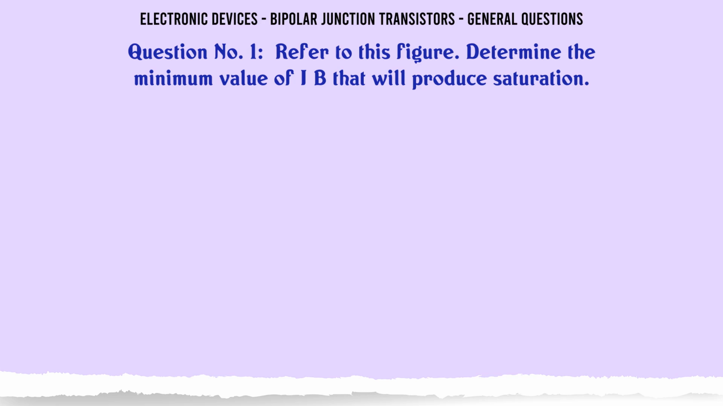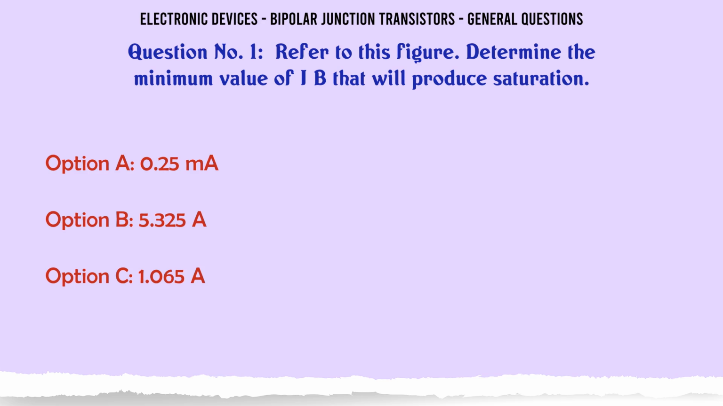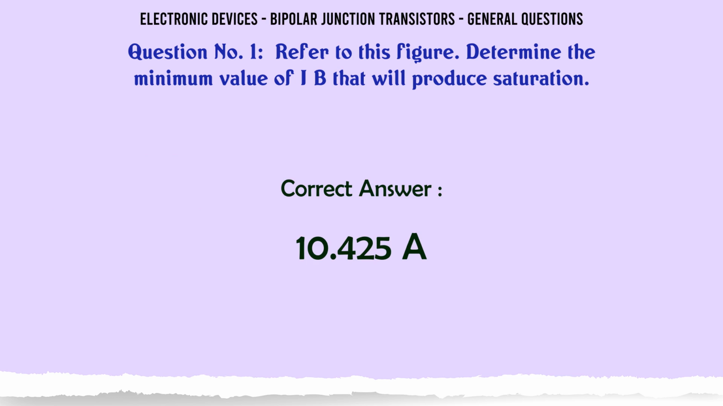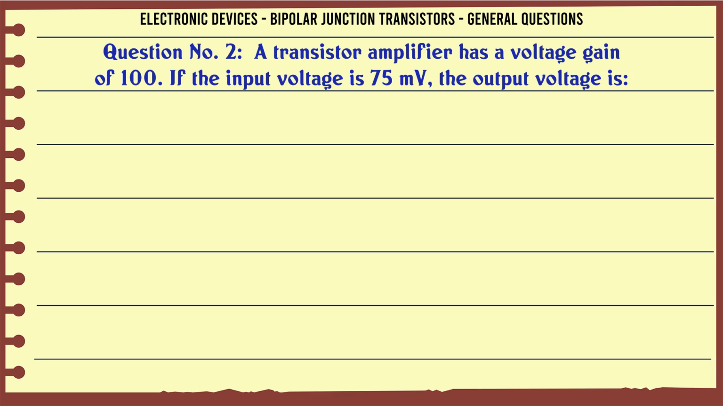Refer to this figure. Determine the minimum value of IB that will produce saturation. A 0.25 mA, B 5.325 A, C 1.065 A, D 10.425 A. The correct answer is 10.425 A.